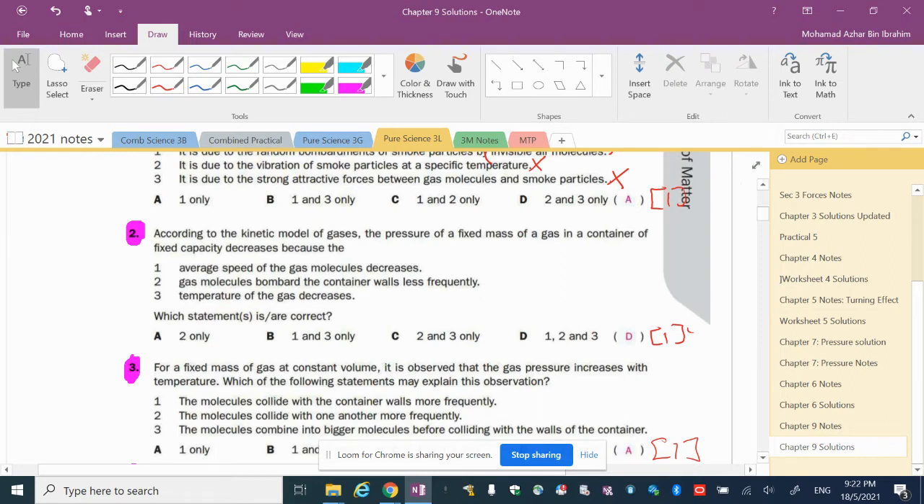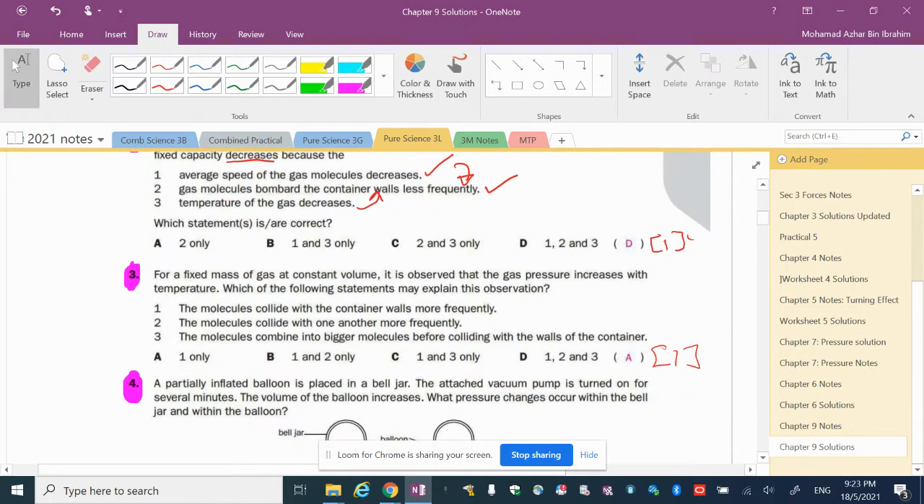All right, question 2. Why does the pressure decrease? Sorry. Pressure decreases because a few things can happen. The speed of the molecule decreases. Yes, that's correct. Gas molecules, because this and this must happen at the same time. And this happens when the temperature is lower. So D, 1, 2, 3 is correct.